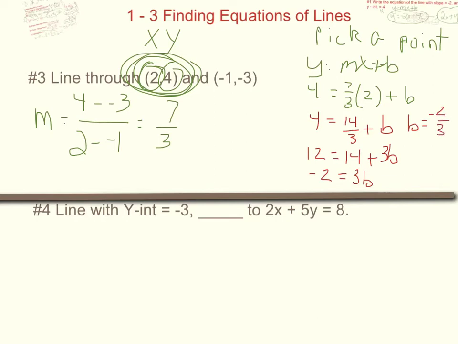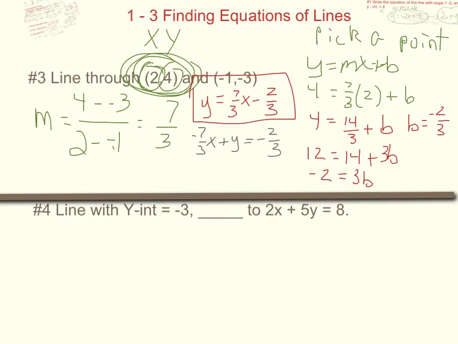So, cha-ching, our equation, drum roll please, is y equals 7/3 x minus 2/3. That is in slope-intercept form. To go to a general form, we have a little bit of maintenance to do. Pick up your x term and drop it off on the other side. So it'd be negative 7/3 x plus y equals negative 2/3.